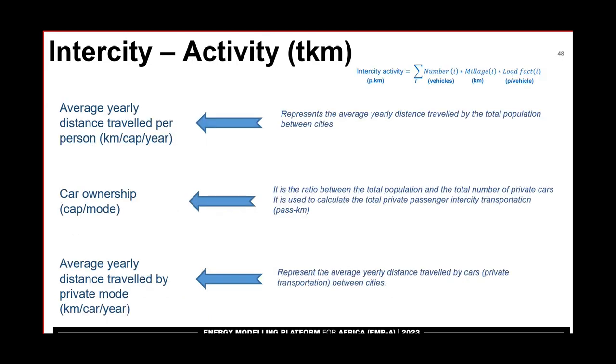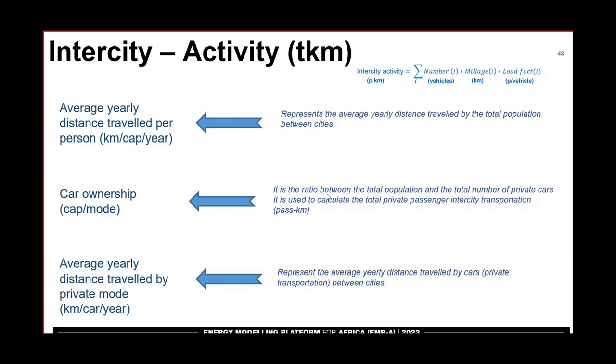And here, for the average yearly distance traveled, we can also evaluate, it represents an average. So we have to take, for example, people that are traveling a lot and people that are always staying at home; they also have to be part of the analysis. So it is an average value that we have to take into account here.